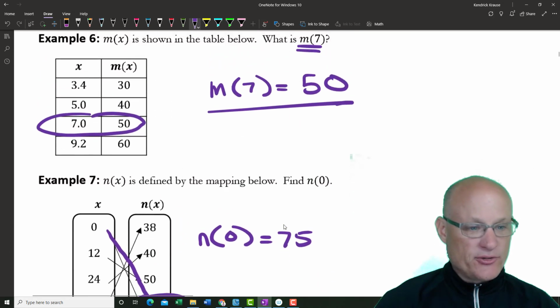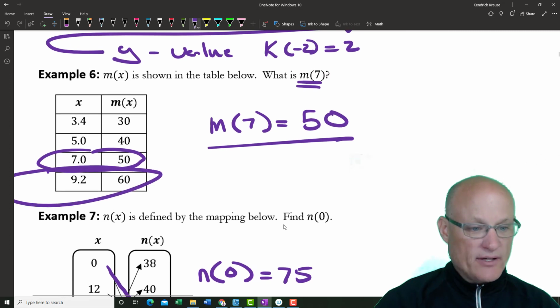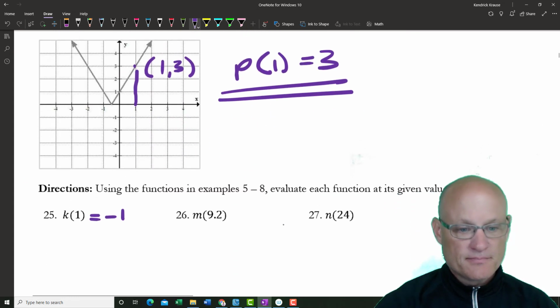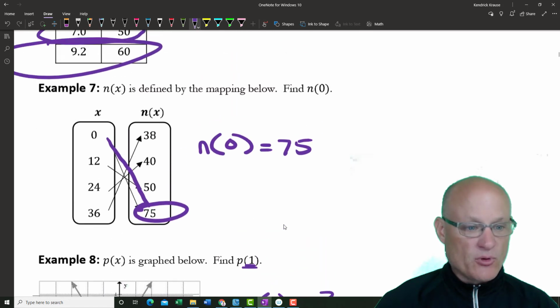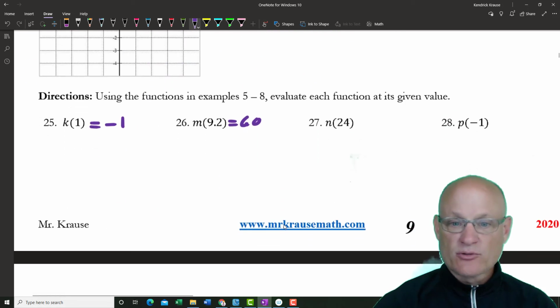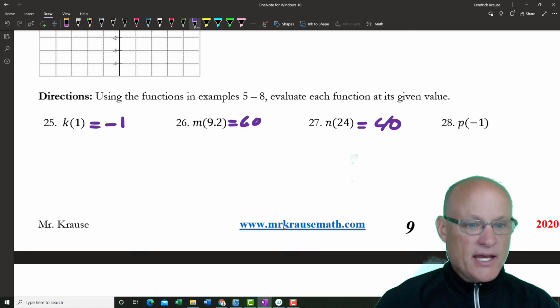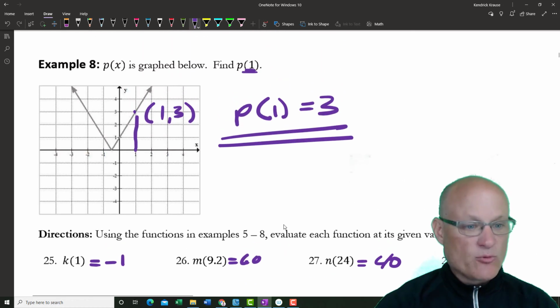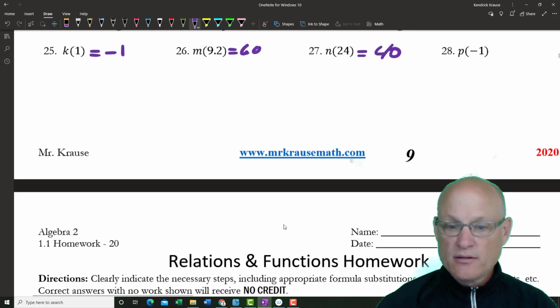m of 9.2. What's the y value? 60. So the y value is 60. n of 24. 24 points to 40. So that's equal to 40. And finally, p of negative 1. Negative 1, that's that point right there. Negative 1, 1.